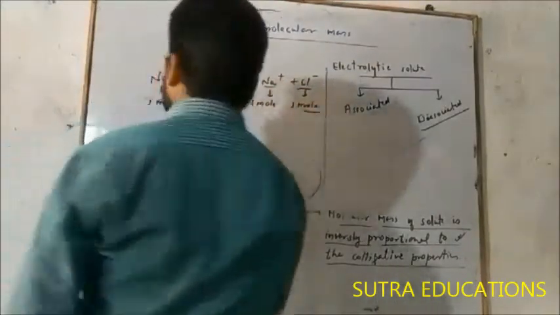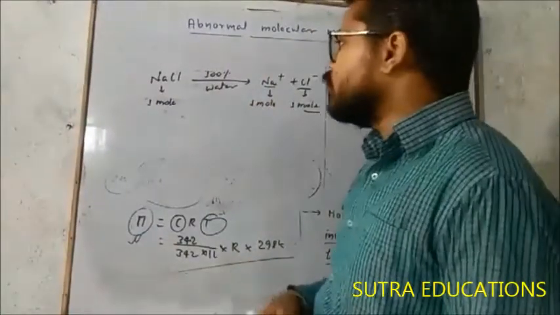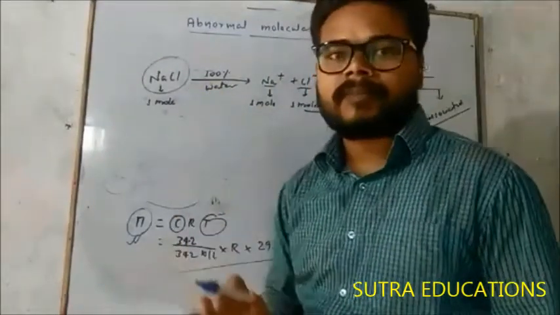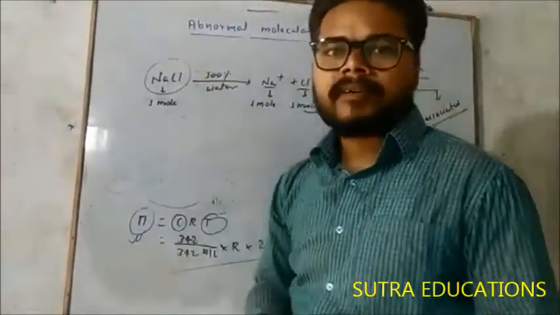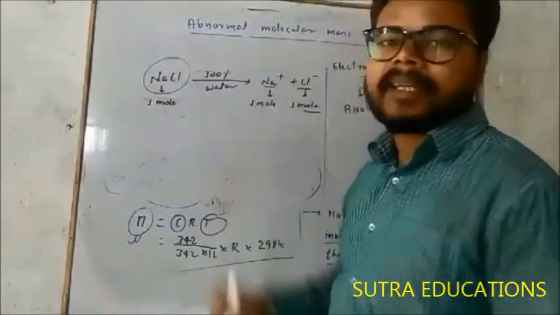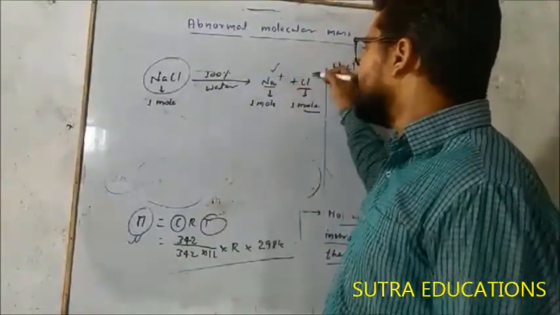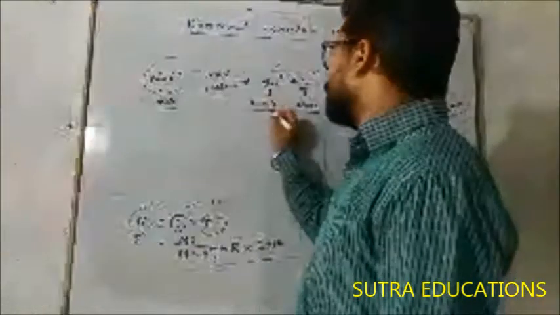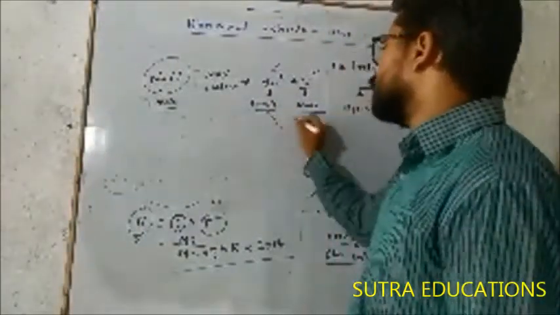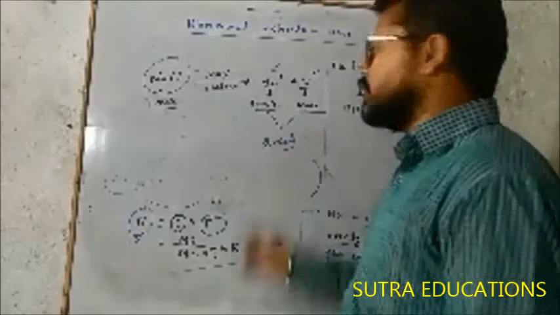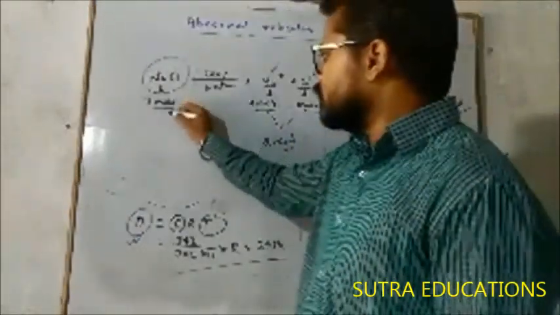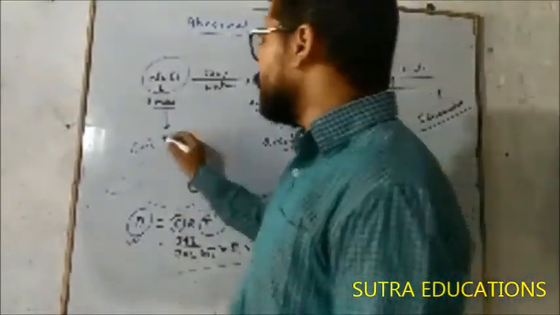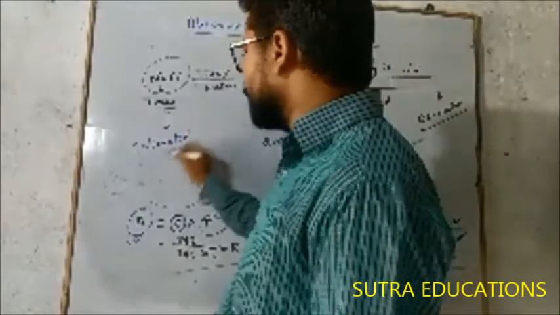So initially we took 1 mole NaCl and dissolved it in water. But as it got dissolved in water, it got dissociated into Na+ ion and Cl- ion. It produced 1 mole Na+ and 1 mole Cl-, which means a total of 2 moles. Getting this now? So this NaCl will give you the calculated colligative property, Cp.